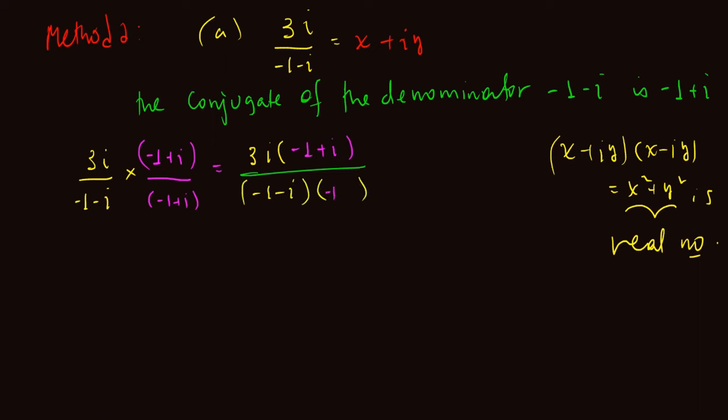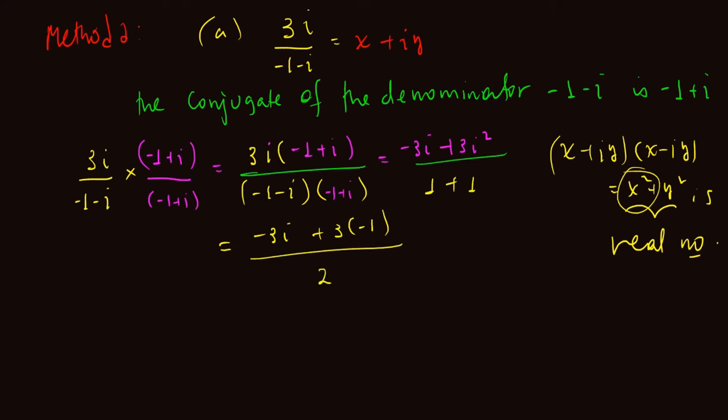For the numerator, 3i times minus 1 we will have minus 3i, plus 3i times i, 3i squared. The denominator by this formula: x squared is minus 1 squared, which is 1, and y squared is minus 1 squared again, which is 1. So our number will be the numerator, minus 3i plus 3 i squared, and i squared is minus 1, so 3 times minus 1, divided by 2, which is 1 plus 1. So this will be minus 3 plus minus 3 times i, divided by 2.